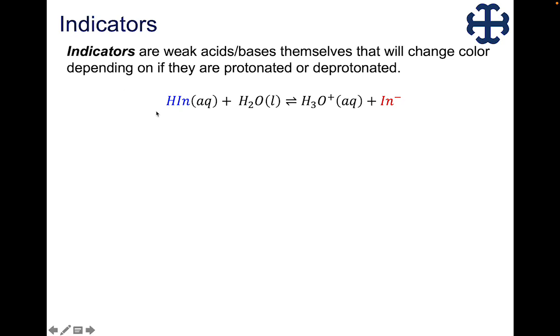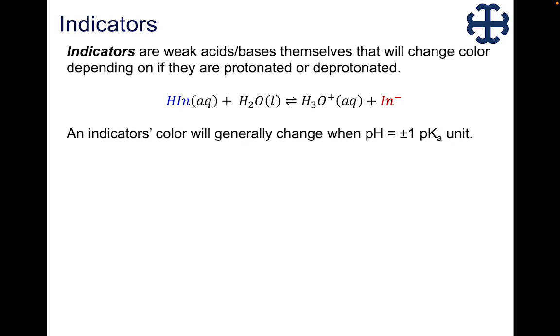And so in the example here, say we have a weak acid as an indicator that is blue when it is protonated, and if it interacts with water or some other base to become deprotonated, it would turn red. And so an indicator's color doesn't change all of a sudden with pH. Generally it changes within plus or minus 1 pKa unit. And so we could also think of that as a pH unit.